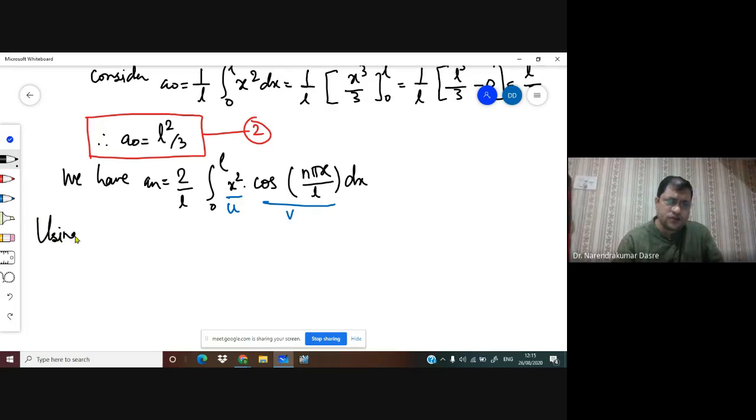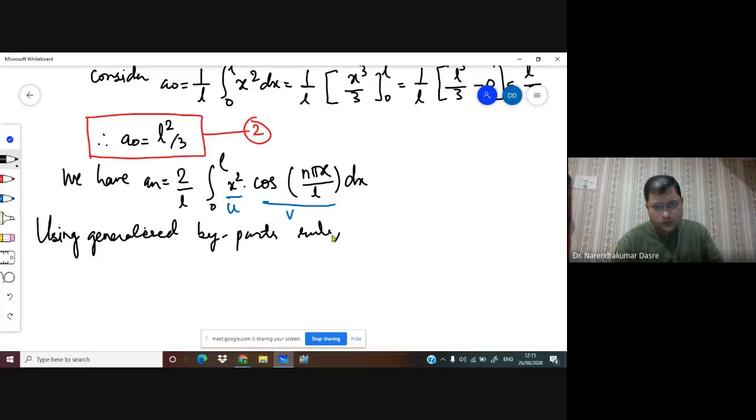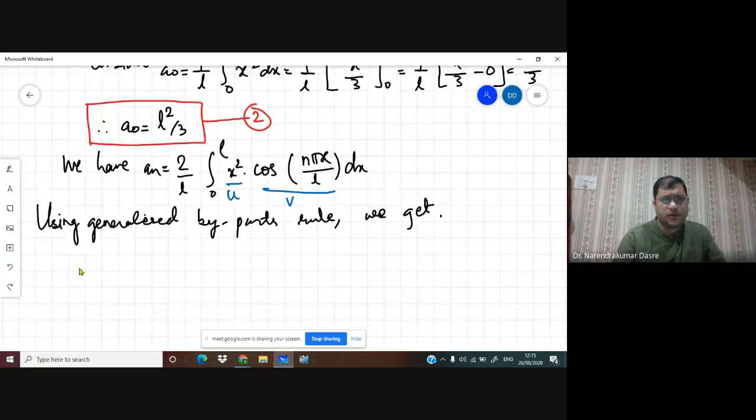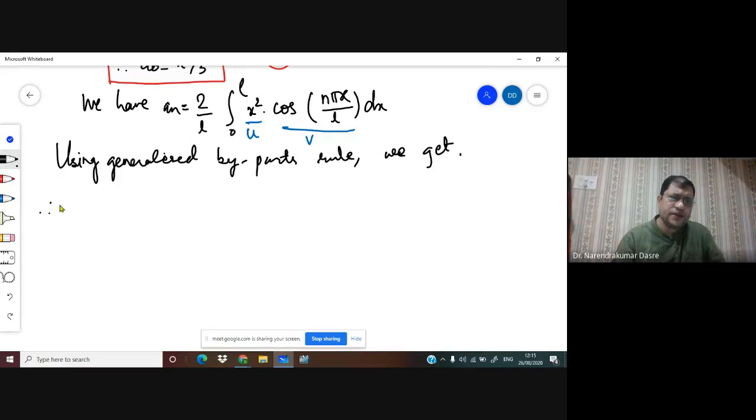So we write here, using generalized by parts rule, we get, okay, so what we'll get here, see the term. We'll get here as bn is equal to 2 upon L. Sorry, we have an. So we have an is equal to 2 upon L.